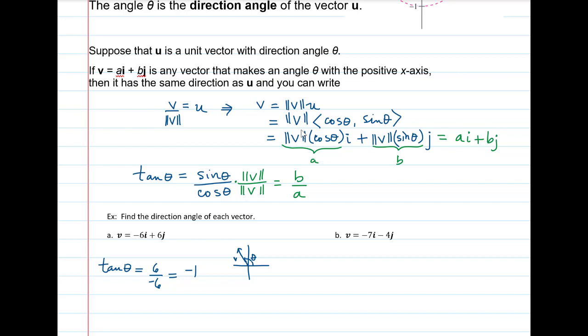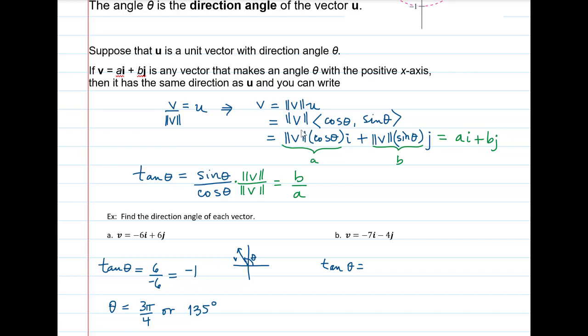And also, this negative 1 actually happens to be nice. We can figure that out from using our unit circle. So tangent is negative 1 at 3π/4 and 7π/4. But since the vector is in the second quadrant, 3π/4 is our direction angle. Now in degrees, that's 135 degrees. So make sure you know what quadrant the vector is in, to be able to get the right direction angle.